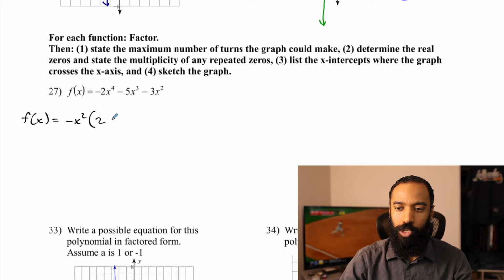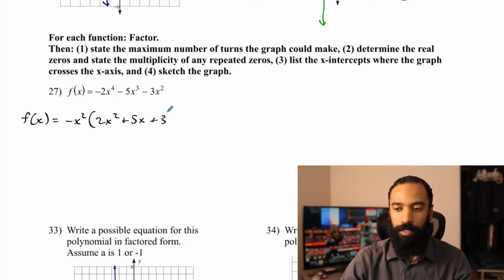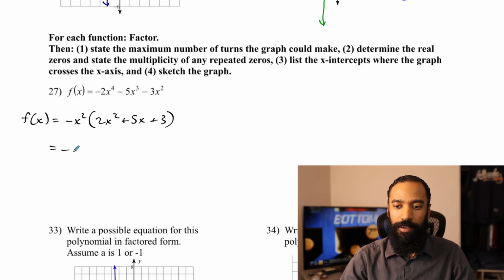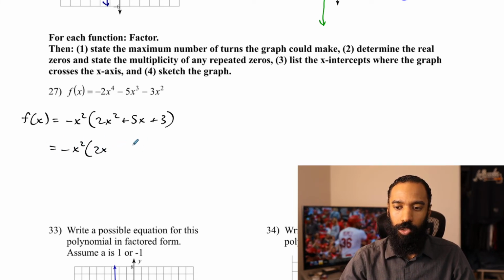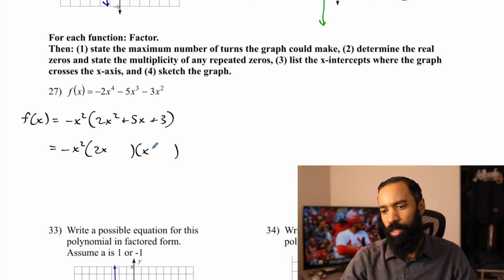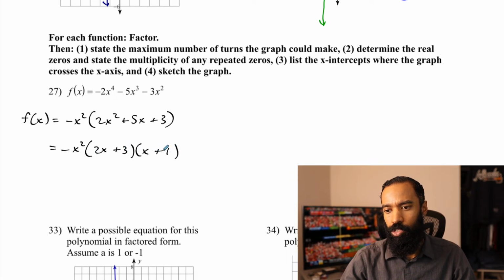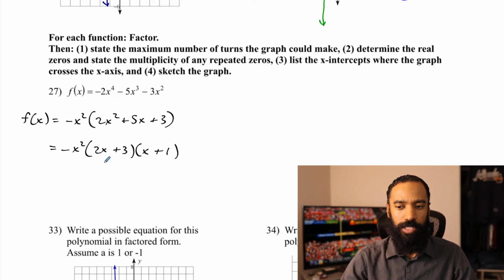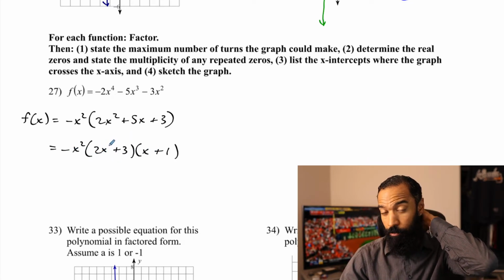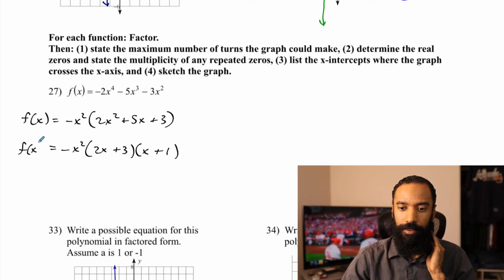And then I'm left with 2x squared plus 5x plus 3. And then this thing can factor down, hopefully, right here to 2x and x with a 3 and 1, plus 1 plus 3. 2 plus 3 is 5. And that's what this thing factors down to. This is the factored form. Okay? So that is f of x.